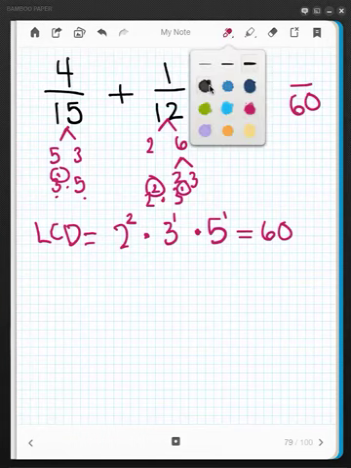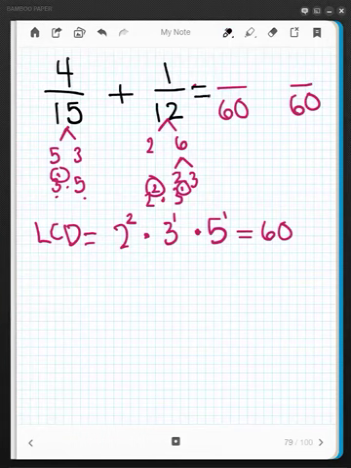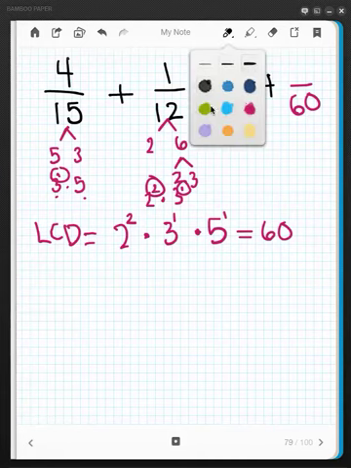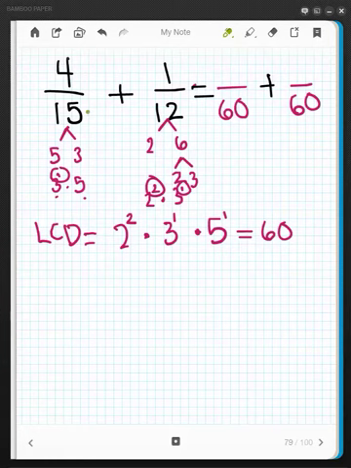So I'm going to have something 60ths plus something else 60ths. So in building my higher term, I'm going to ask myself, what times 15 is equal to 60? Well, if I don't know, I can look here. I have a 3 and I have a 5 already. Here's my 3 and my 5 here. So what I'm missing is 2 times 2, or 4. So 15 times 4 must be 60.